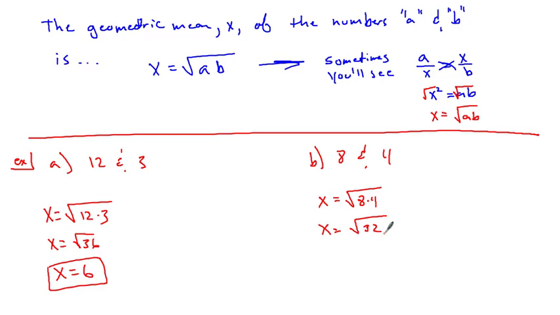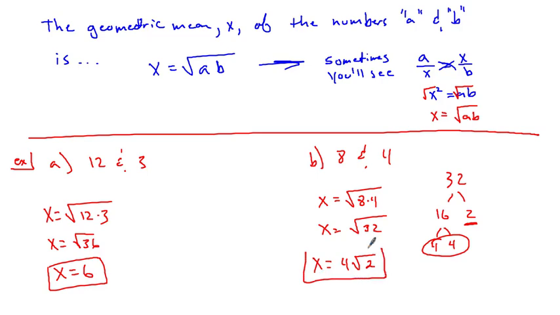Well, 32 is not a perfect square, so we've got to come over here and break up 32 into 16 times 2, 4 times 4. And remember, when something shows up twice, you can stop. So x equals 4 square root 2. Remember, the little 2 is all by himself, so he's got to stay home. He can't go out. So x equals 4 square root of 2 is our geometric mean.